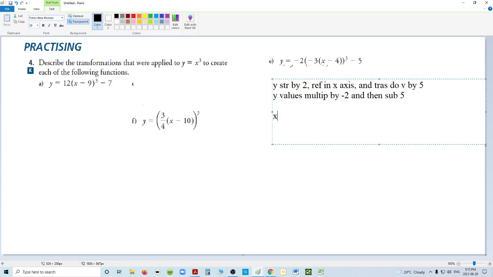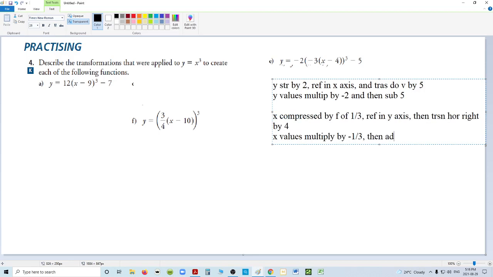And then for your x values, they have been not stretched, but they've been compressed by a factor of 1/3. Then they've been reflected in the y-axis, that's the negative. Then translated horizontally right by 4, which means take all your x values and multiply by -1/3, then add 4. That's all there is to it.